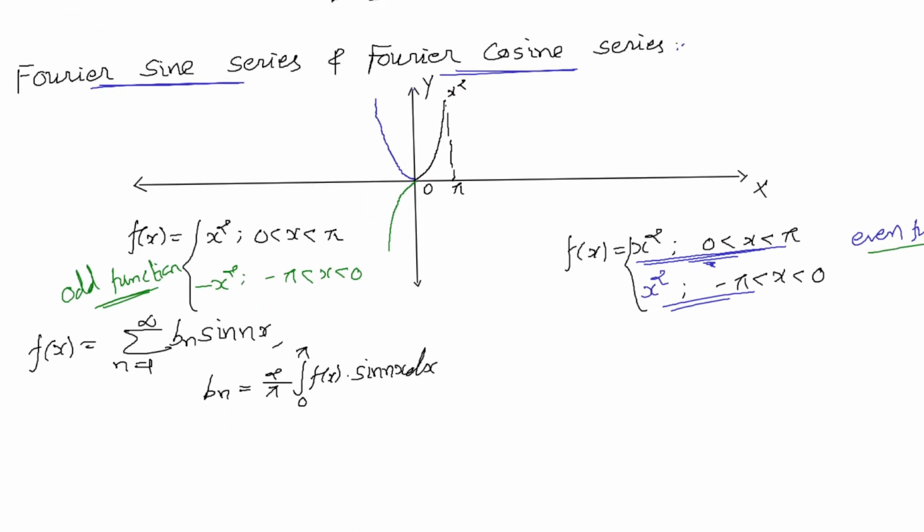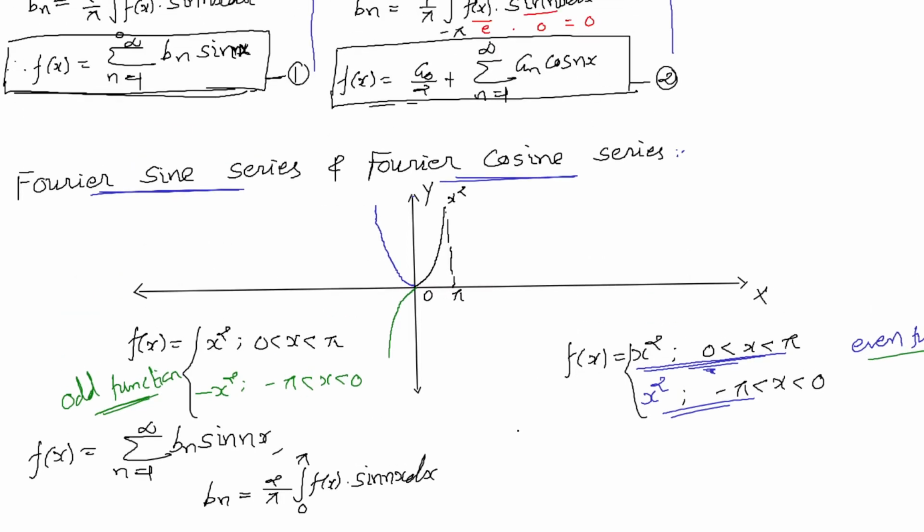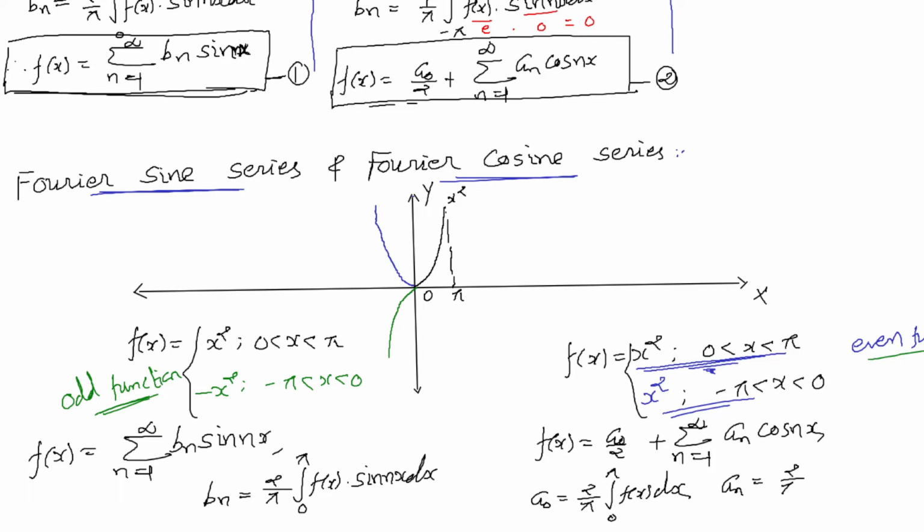For the Fourier cosine series, we have f of x is equal to a0 by 2 plus summation n equal to 1 to infinity an cos nx, where a0 is 2 upon pi integration 0 to pi f of x dx, and an is equal to 2 upon pi integration 0 to pi f of x into cos nx dx.